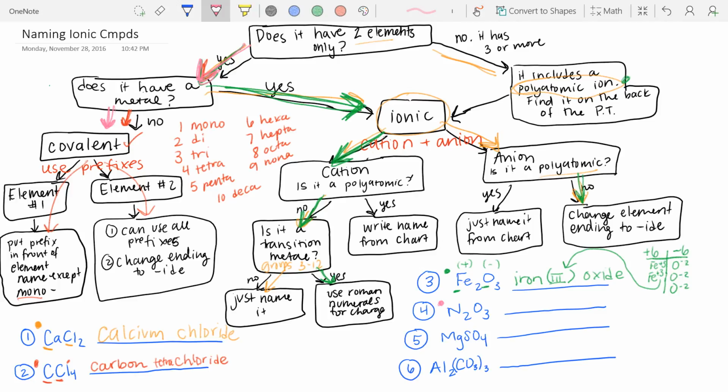So we look at our element 1, and then we go to element 2. So for element 1, put the prefix in front. The prefix for 2 is di, and then we just write the word nitrogen, because the symbol capital N is nitrogen. For element number 2, again, we use our prefix tri for 3, but again, oxygen must change its ending to IDE, so it becomes trioxide.